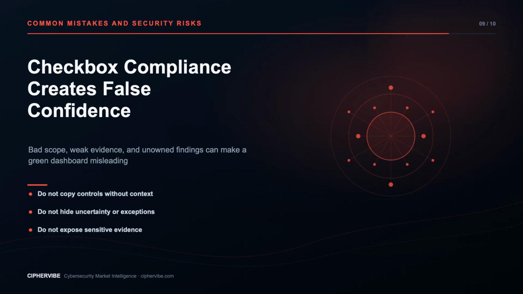Do not fabricate evidence or rely on unverified AI-generated narratives. AI can help summarize, map, or draft, but accountable people must verify sources, scope, accuracy, and confidentiality. Finally, a clean audit opinion or certification is not proof that no breach can occur. It provides assurance within defined criteria, scope, procedures, period, and limitations.